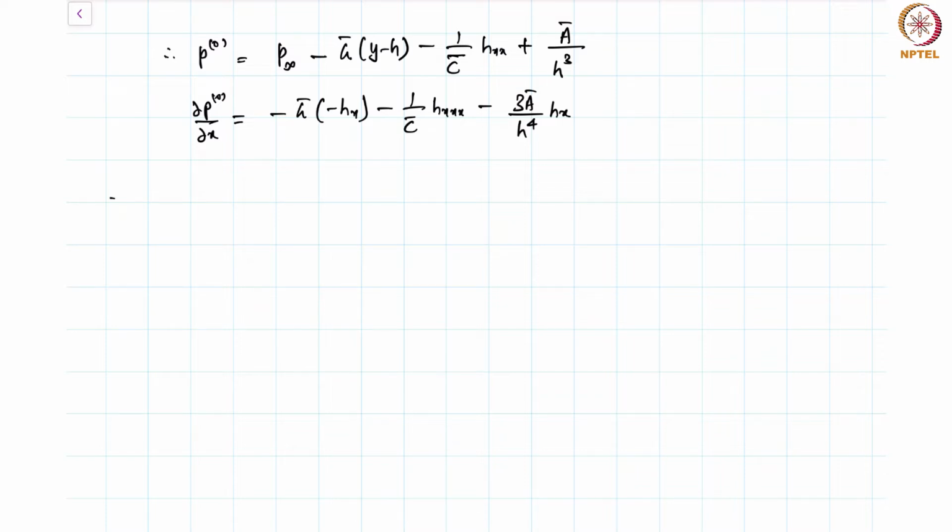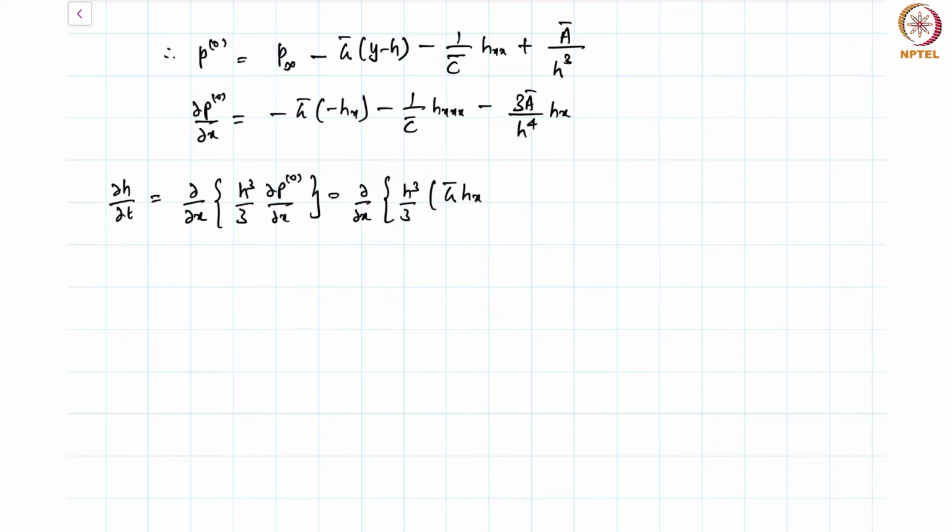Now I can substitute this into my thin film equation. Remember, the thin film equation is del h by del t is del by del x of h cube by 3 times del P by del x, and this is h cube by 3 times del P by del x, which we've already derived just now: G bar h_x, 1 by C bar h_xx, minus 3 A bar by h to the fourth, h_x.